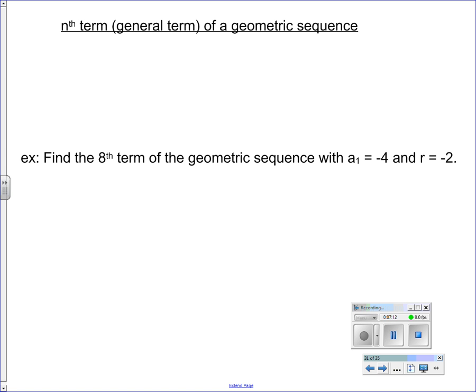Just like with the arithmetic sequence, we have a formula for finding the general term, or the nth term, of a geometric sequence if we know the first term and the common ratio. To find the nth term, we start with the first term, and we're multiplying by the common ratio n minus 1 times. That's what makes an exponent. We're multiplying by the same number n minus 1 times, that becomes an exponent. So it's the first term times the common ratio raised to the n minus 1 power.